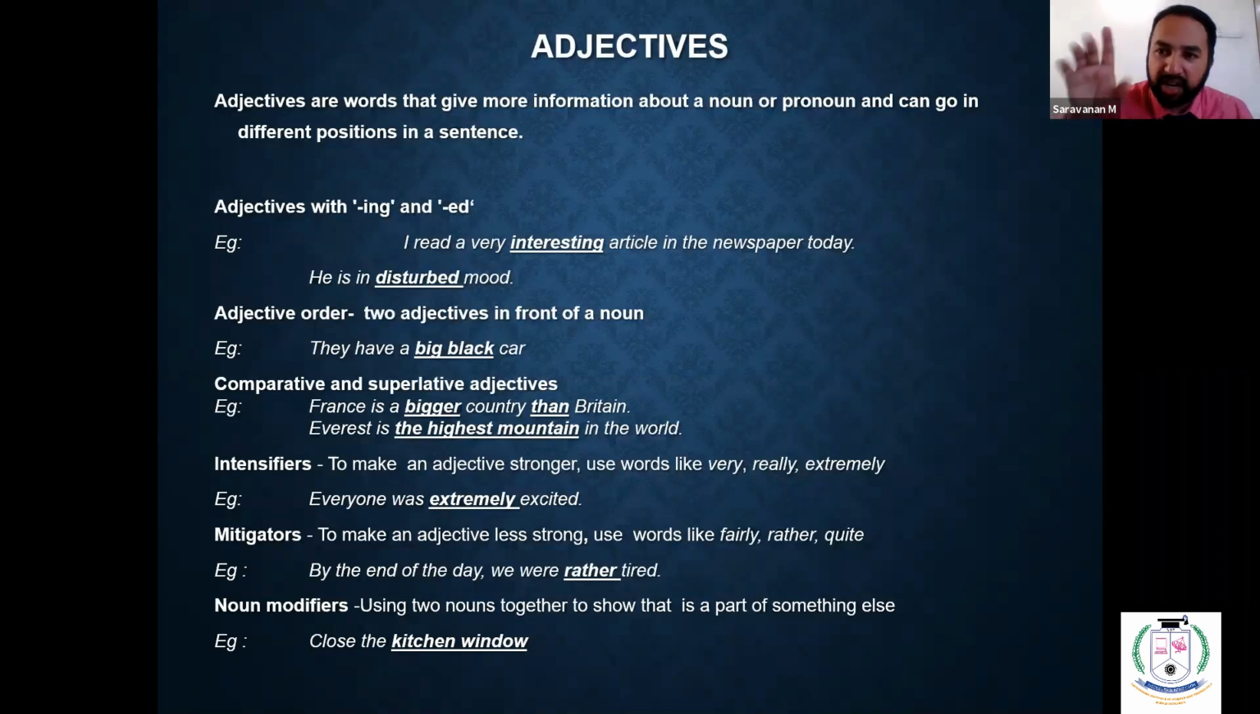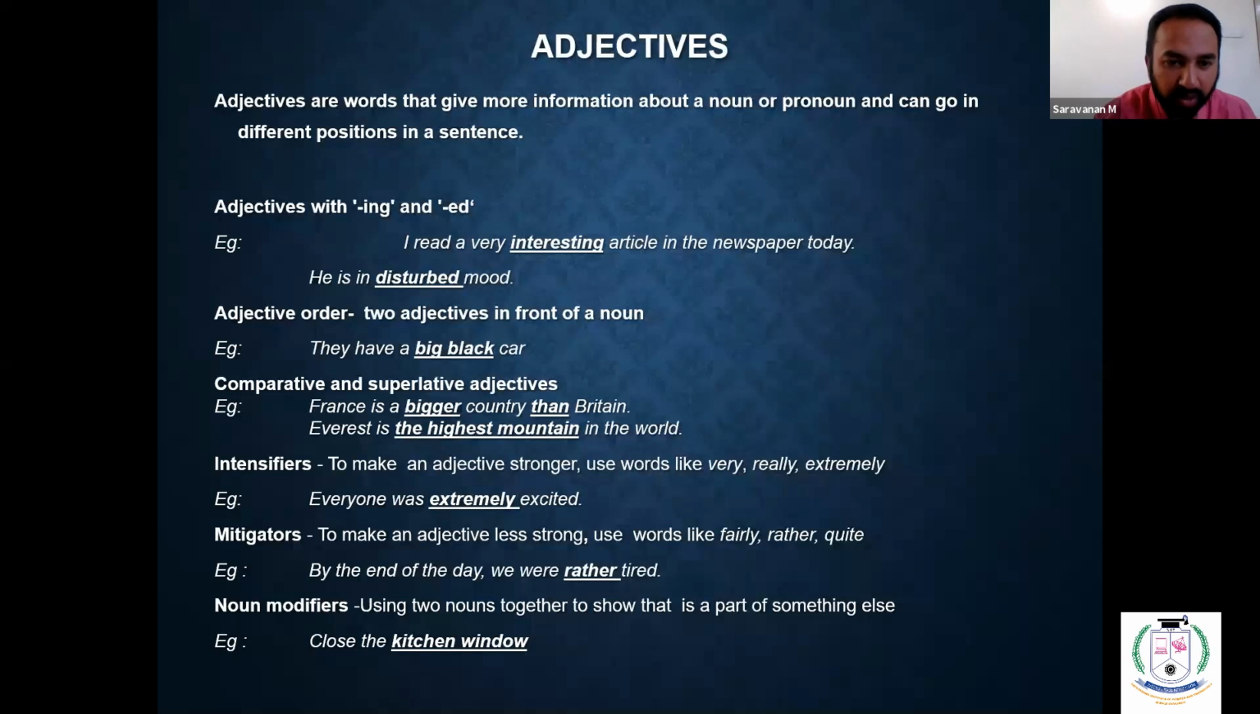When I say India is the best country of all, that means India stands number one. That is superlative. It has the word the before the superlative degree. In the comparative degree, it has the word than after the comparative word. France is a bigger country than Britain. Everest is the highest mountain in the world. I have already told you that Everest is the highest. So here, superlative degree, highest. What is before that? The. The comparative degree, bigger. What is after that? Than. So you can just close your eyes and say, okay.